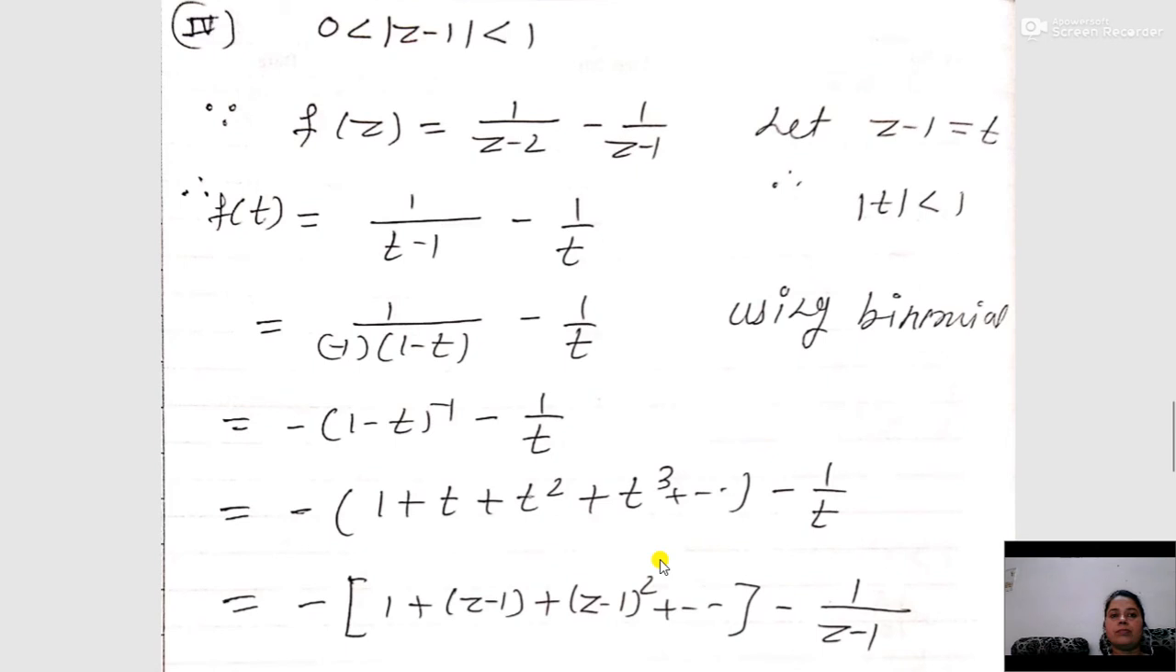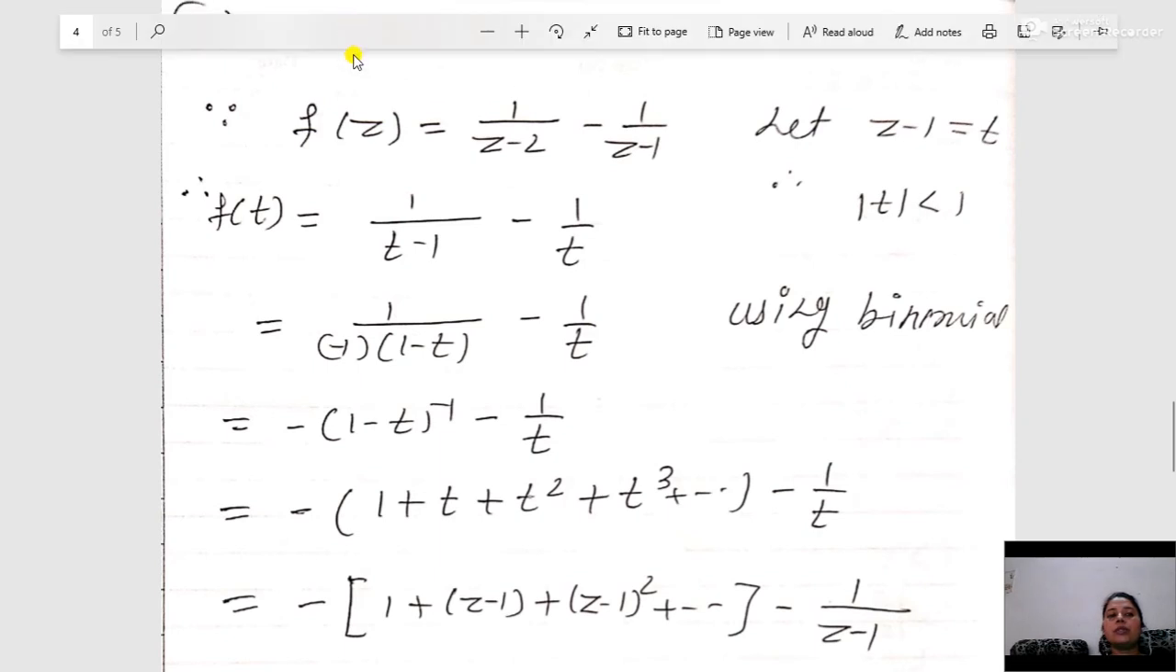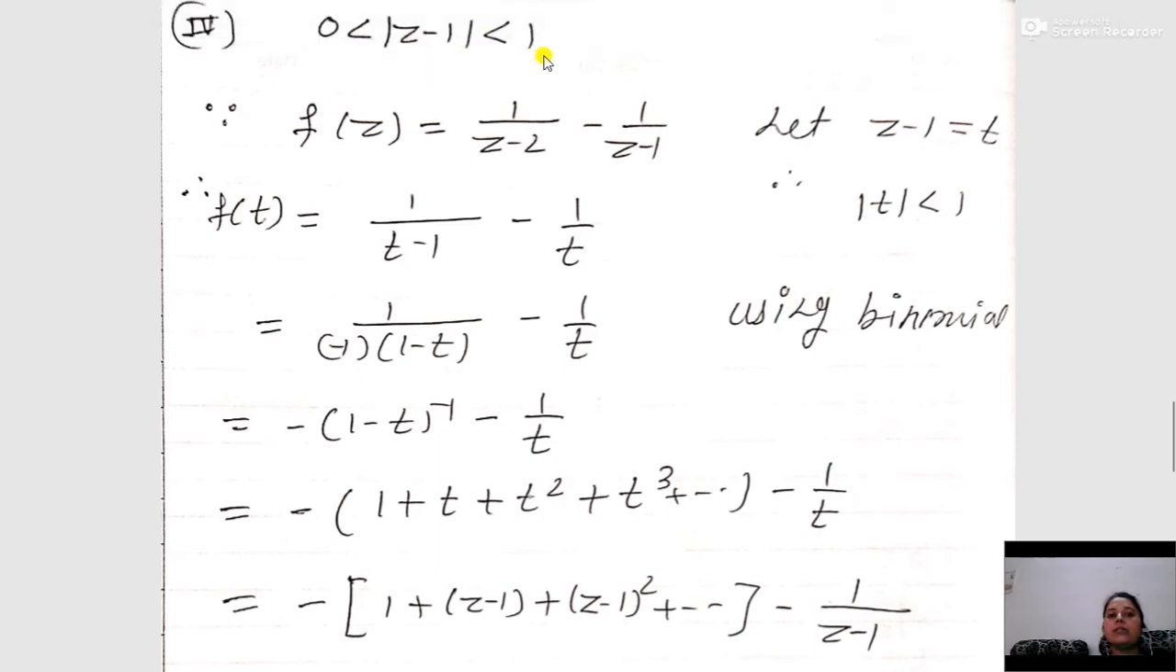Now let's see our next region, and the next region is mod z minus 1 greater than 0 but less than 1, and our f of z is 1 upon z minus 2 minus 1 upon z minus 1. So let z minus 1 be equal to t. So this can be written as 1 upon t, and z minus 2 means z minus 1 minus 1, that is t minus 1. So f of z is transformed to f of t, and f of t will be 1 upon t minus 1 minus 1 upon t if we put z minus 1 equal to t.